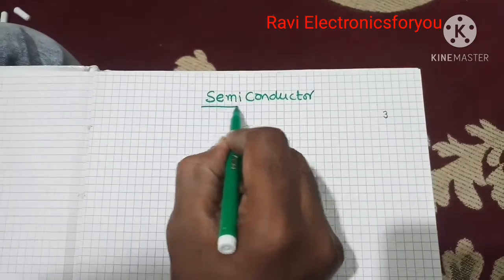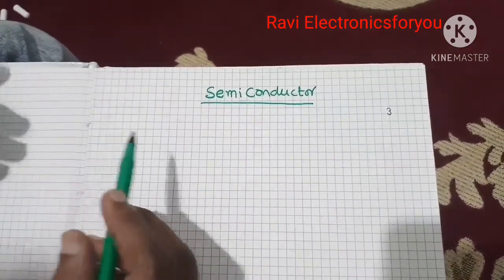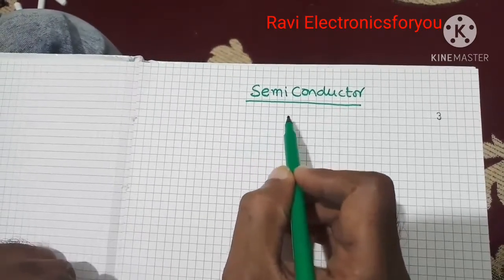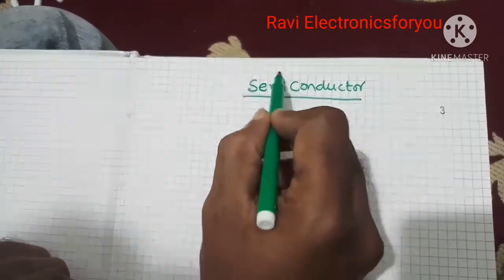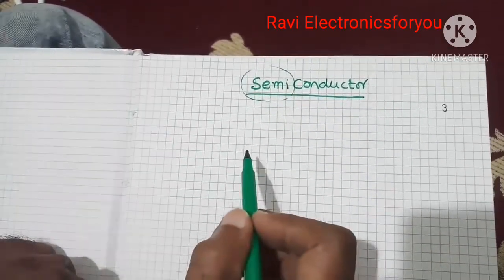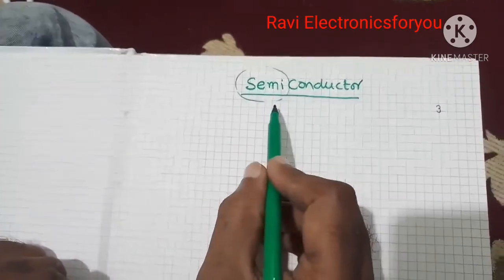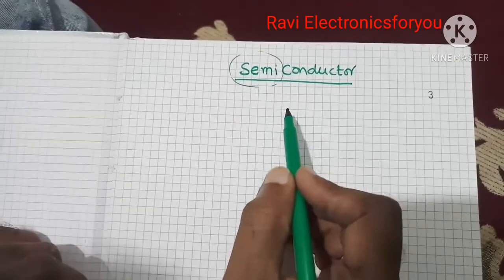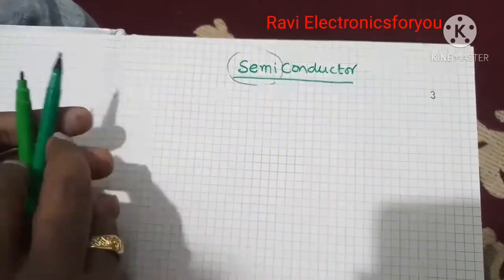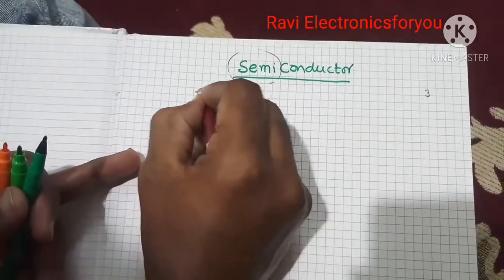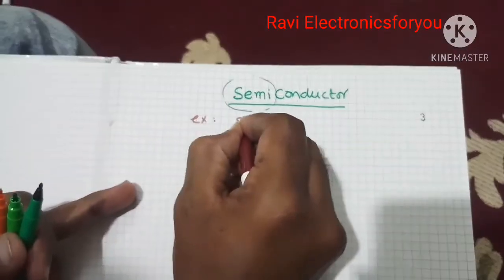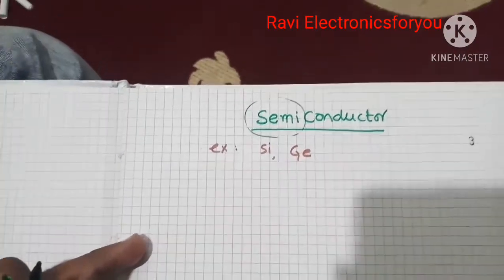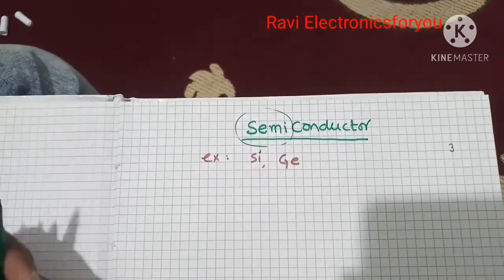What is a semiconductor? A semiconductor is a type of conductor which will conduct semi, not fully. It conducts based on the amount of energy we give to the material. The examples of semiconductors are silicon and germanium.